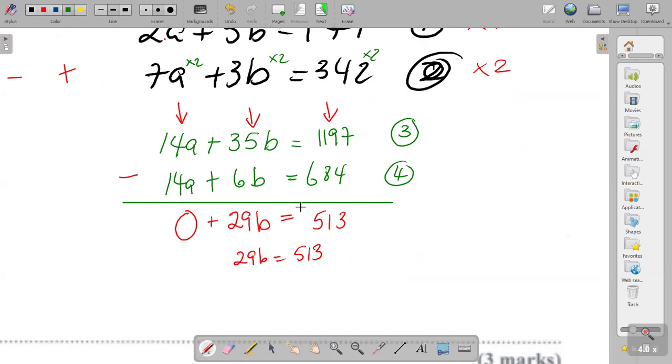So what we're going to do is transpose by dividing by 29 on both sides, because whatever you do on one side, you do on the other side. So this is going to cancel out. So B is equal to what? 513 divided by 29.